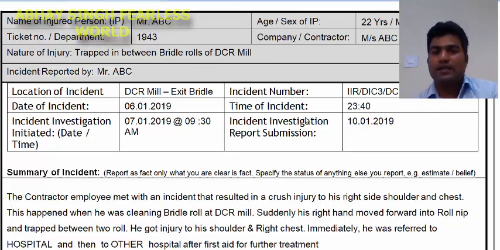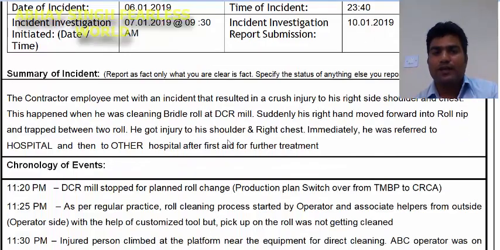And date of incident, this is the date of incident. Time of incident, you can put here time. And incident investigation title date, this. And incident investigation report submission date, this.